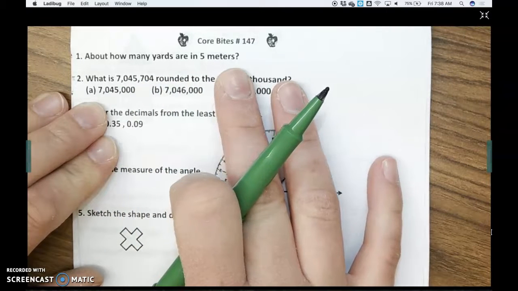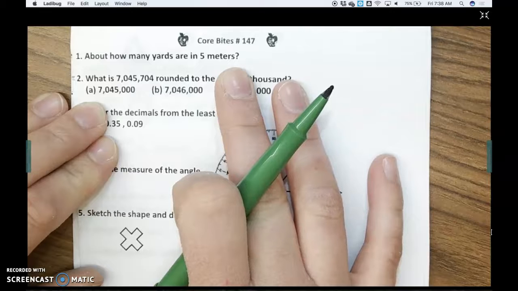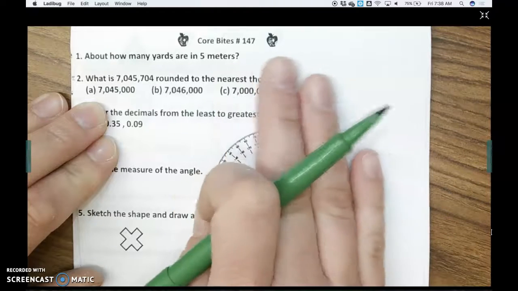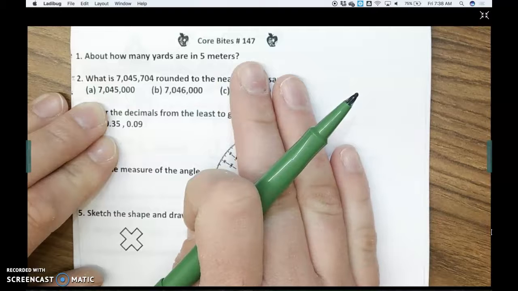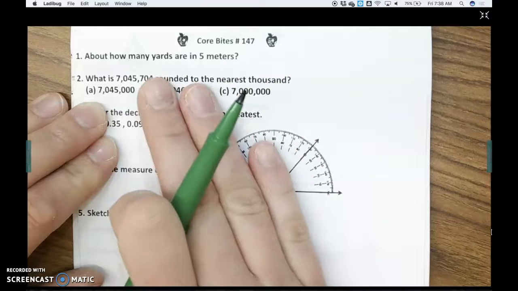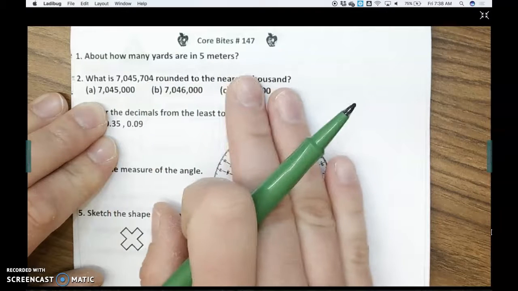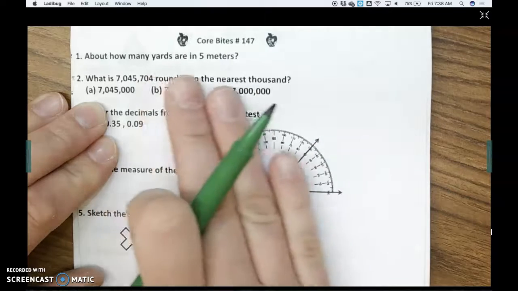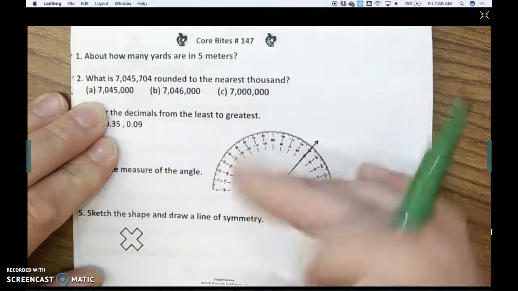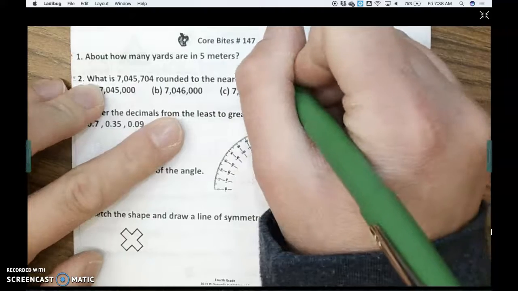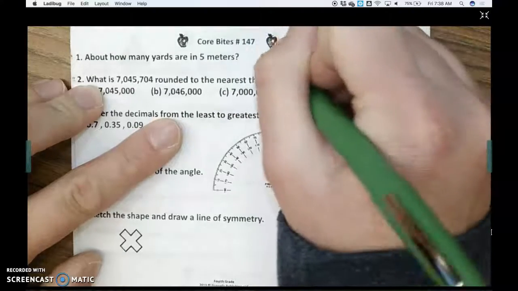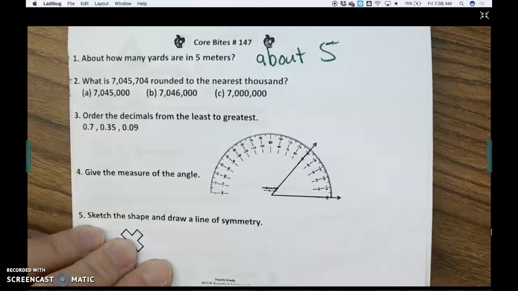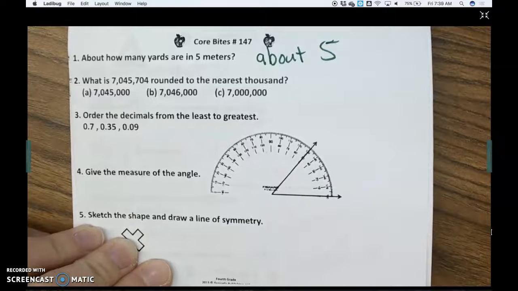So you know that 3 feet make 1 yard, and that would be the customary system. So for this, we're just going to kind of have to estimate. So yards, which are customary, meters, metric. They're not identical, but they're similar. So we're going to say about 5 yards would make 5 meters. About 5.